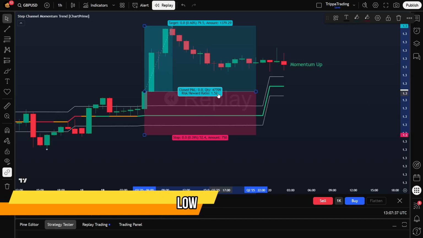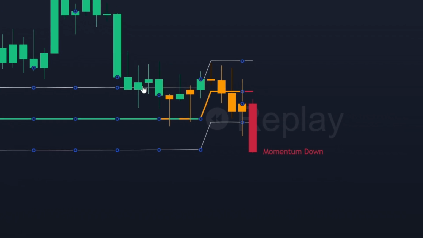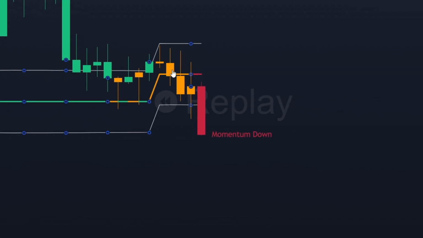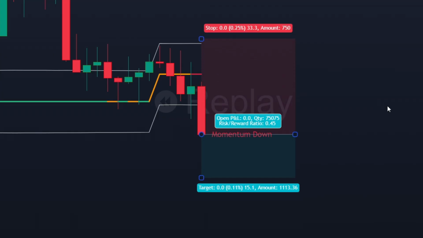Now for a sell example. Here we can see the price was in a slow up move, but momentum started stalling and candles turned orange near the top of the range. A sharp red candle closed below the lower band. That was our signal, so we can open a sell position over here. We can set the stop above the recent swing high for a sell trade.